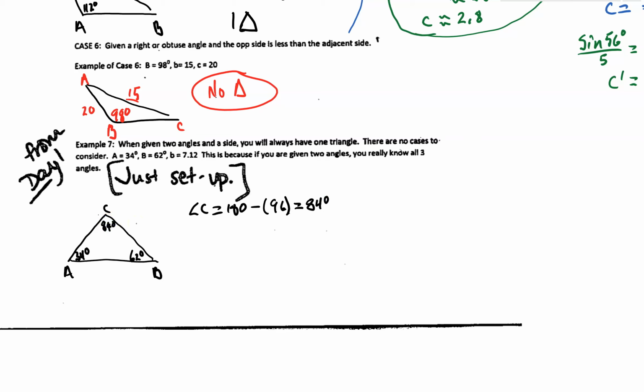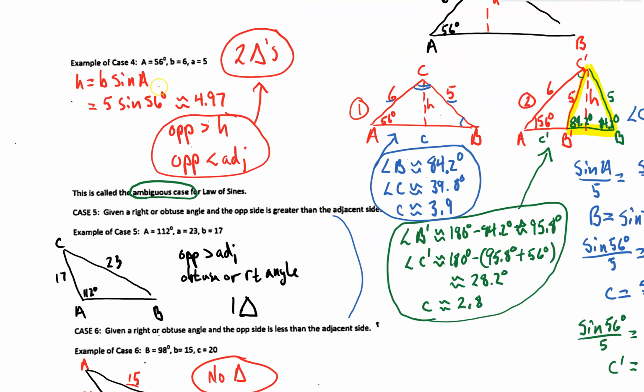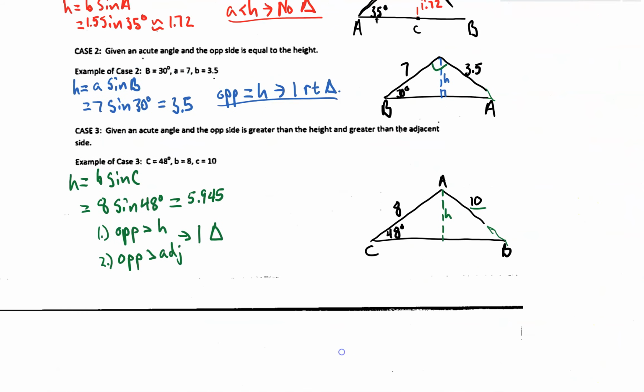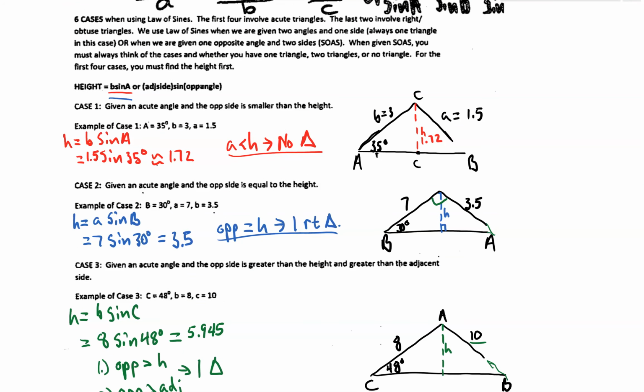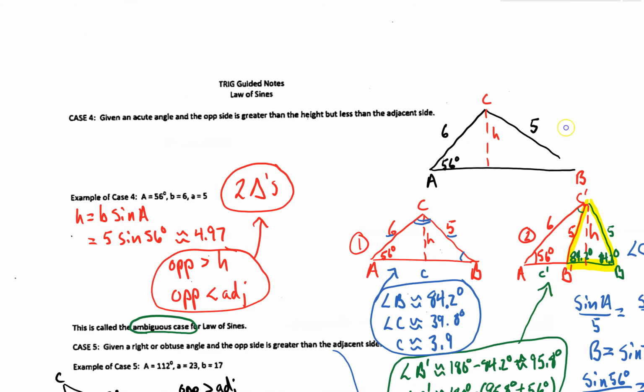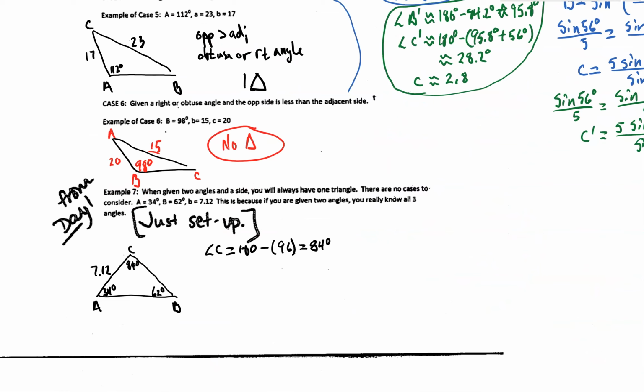And this is an acute angle, and we know one side B is 7.12. This is just because you are given two angles, you really know all three, so it makes no difference. Up here, you were only given one angle. For case number 3, you were given one angle. Case number 4, one angle. Case number 2 and case number 1, one angle. So if you're only given one angle, you've got cases to consider. But if you're given two angles, then there's always just going to be one triangle. Hopefully this makes sense. It didn't say to solve it, just said to set it up, so we were kind of getting that idea.